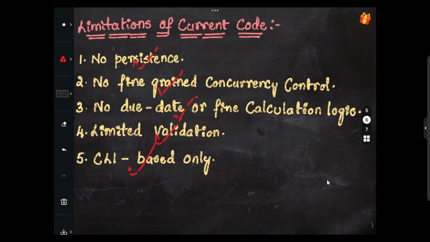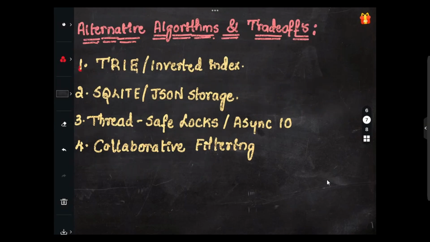Next, let's move on with the alternative algorithms. The first one here, we can make use of the trie or the inverted index algorithm. So we can add the search books feature, right? We are able to add the search books functionality by making use of the trie or the inverted index algorithm. But what will be the trade-off here? We have to go with a higher memory usage.